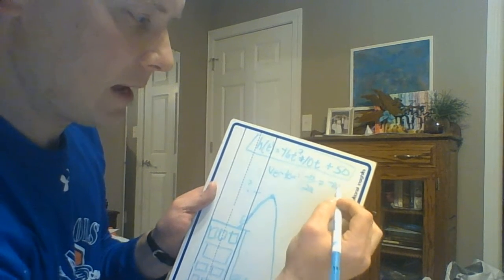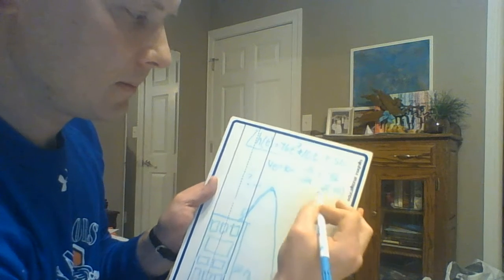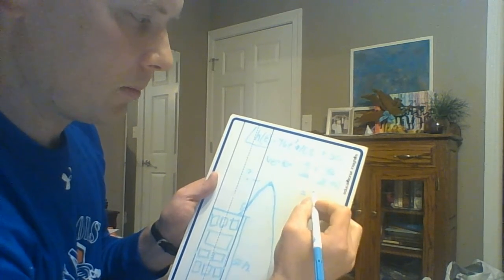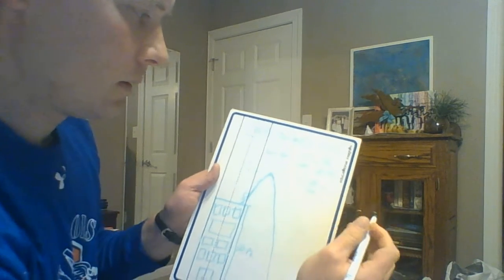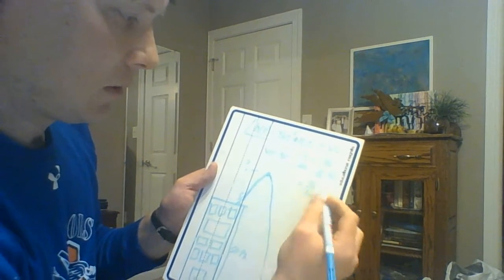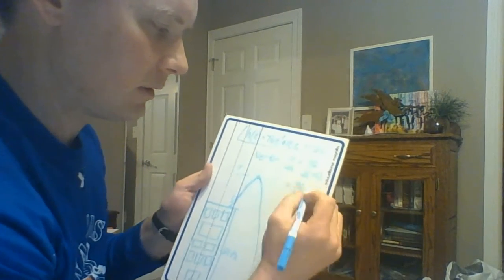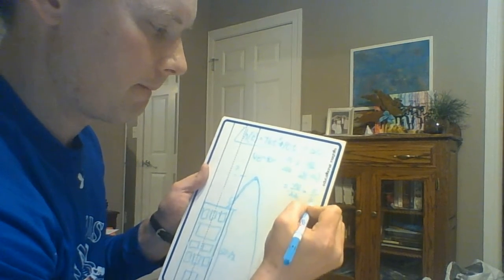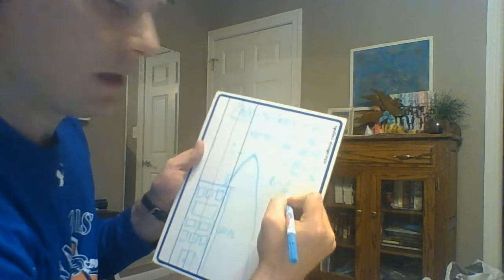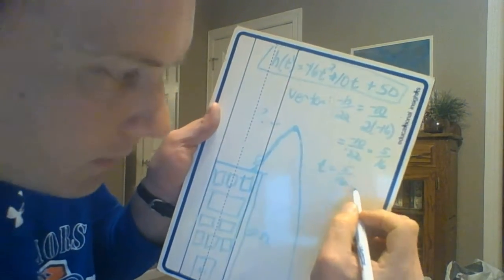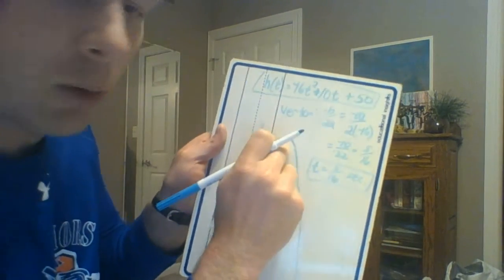So negative 10 over 2 times negative 16, and we come up with negative 10 over negative 32, which would reduce to, what could we take out of both those? A 2, 5/16. So at time equals 5/16 of a second, we hit our highest point.